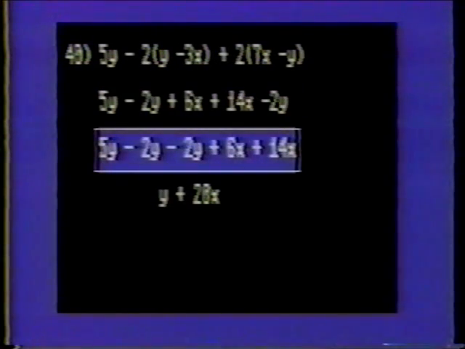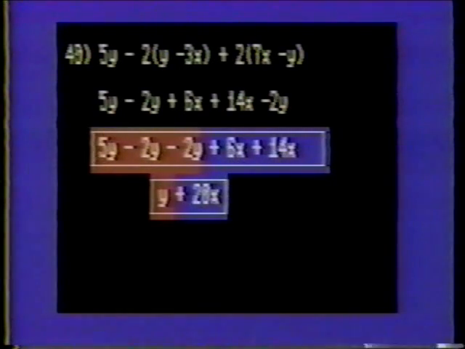Next, group all the like terms together. Thus we have 5y minus 2y minus 2y plus 6x plus 14x. 5y minus 2y minus 2y is 5y minus 4y. Subtracting 4y from 5y is y. And 6x plus 14x is 20x. The answer is y plus 20x.